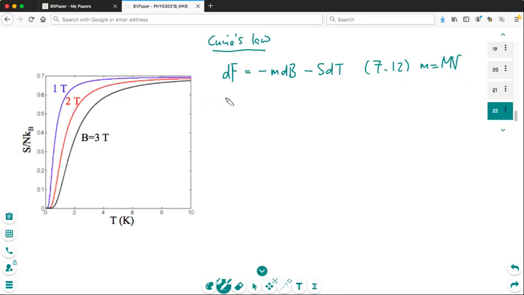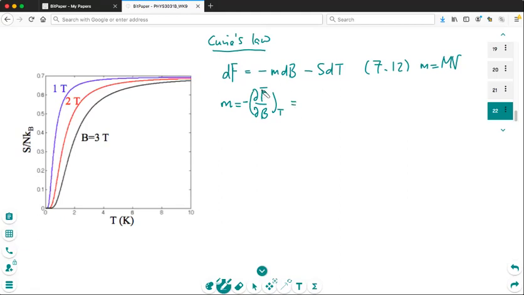Okay, how do I get Curie's law? I'm going to take the partial derivative, right? I know how to calculate m now because if I have this expression, I know m is defined like this, with a minus sign. Where should I put it? I will put it here.